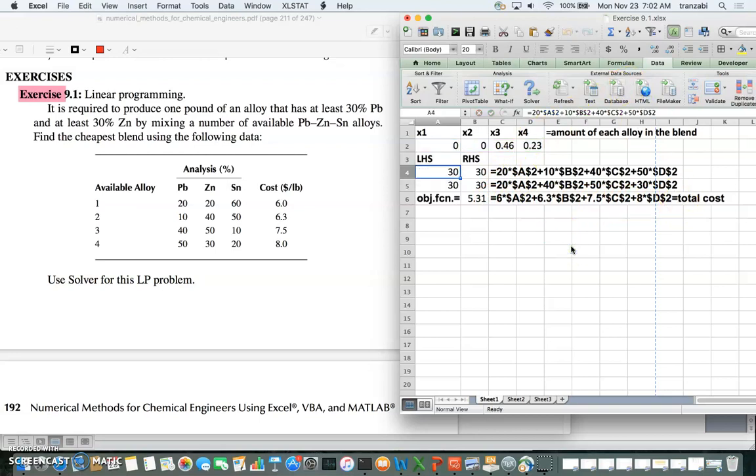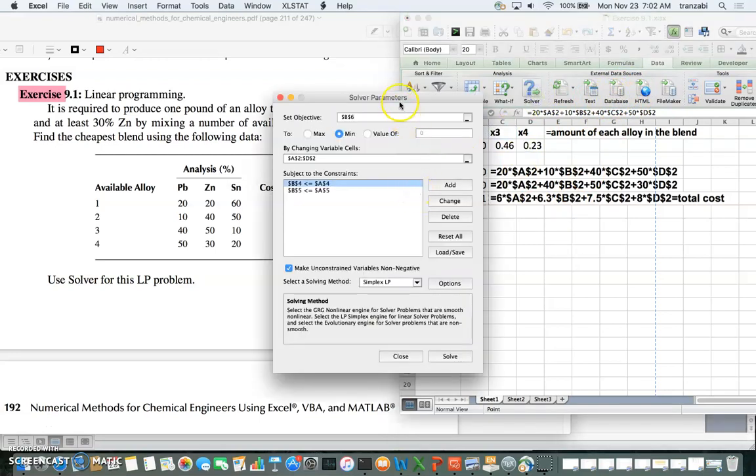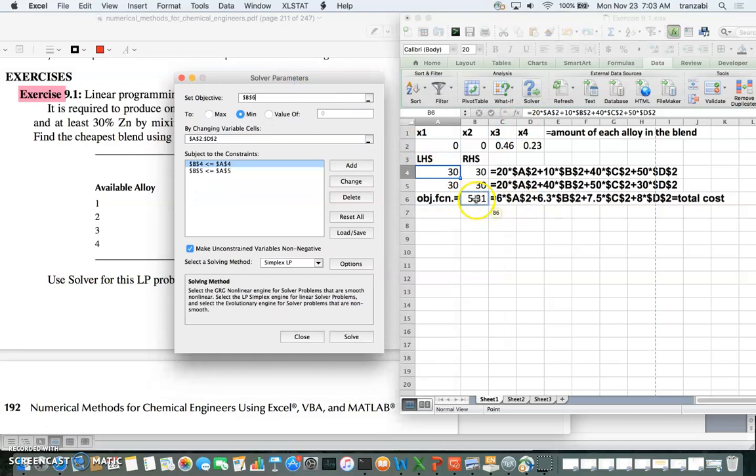So then we're going to go to the solver and solve. We're going to minimize the objective function, which is this cell, subject to two constraints. So here, the left-hand side should be bigger than or equal to the right-hand side. So A4 should be bigger than or equal to B4, and A5 should be bigger than or equal to B5. Okay, because we have to create at least 30% of those elements, like lead and zinc. And the variables we are going to change are x1 through x4.